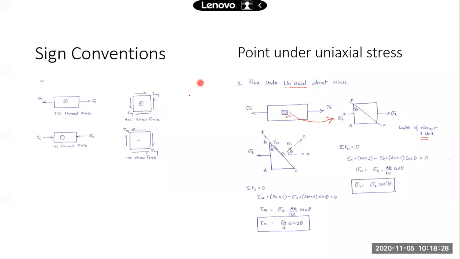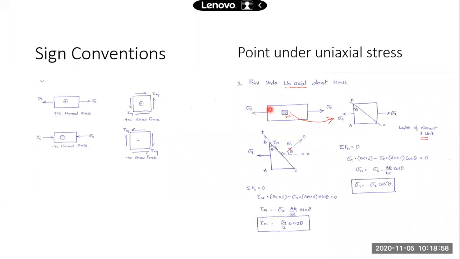So after this sign convention, what we are taking is the first case. We are going to study the first case. I'm trying to find out what is the stress on an inclined plane. For that purpose, the first case taken here is a uniaxial stress. It may be uniaxial tension or uniaxial compression. An example is a bar subjected to pull.